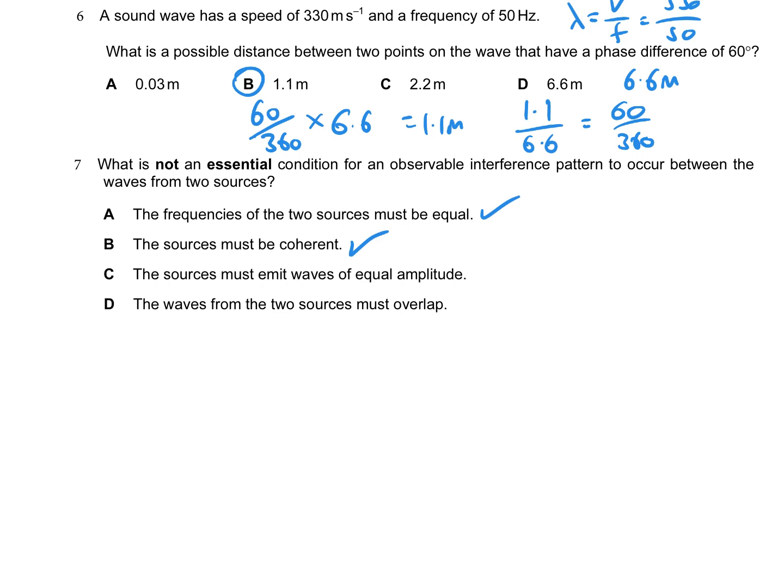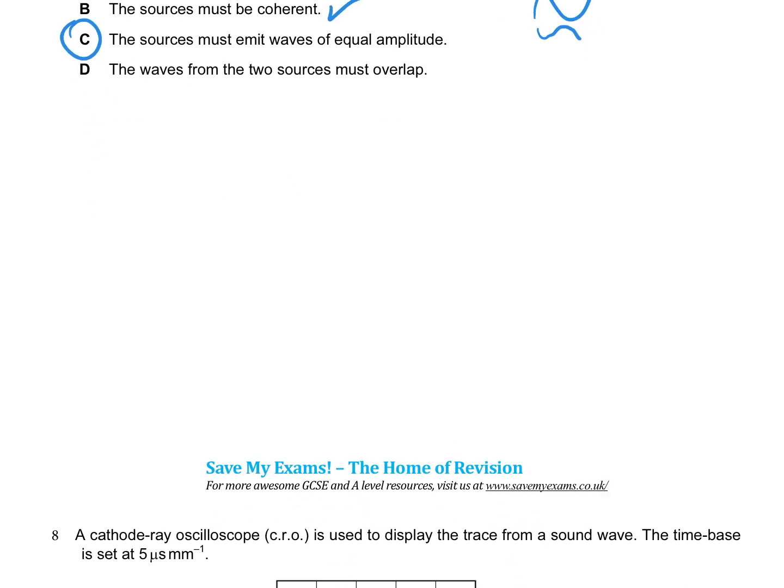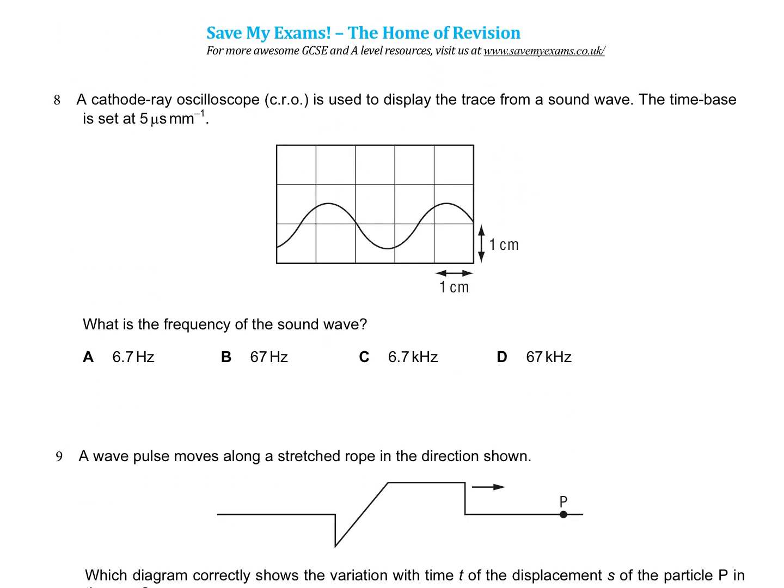Equal amplitude. Now, they don't actually have to have exactly the same amplitude. You might not get real dark spots if they're not the same amplitude, because obviously a wave like that will interfere maybe with a wave like that. But yeah, that is not essential. So that's our answer C. They must overlap obviously to interfere, so that is essential.